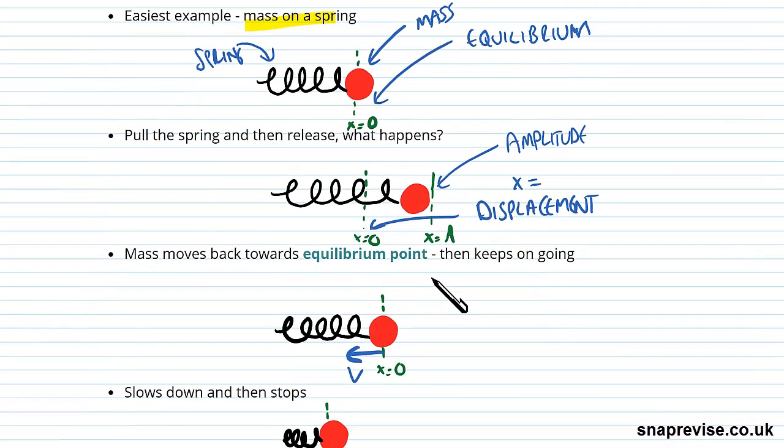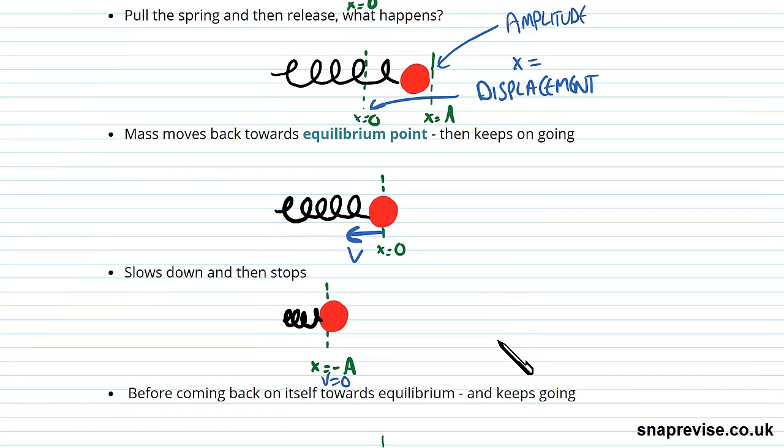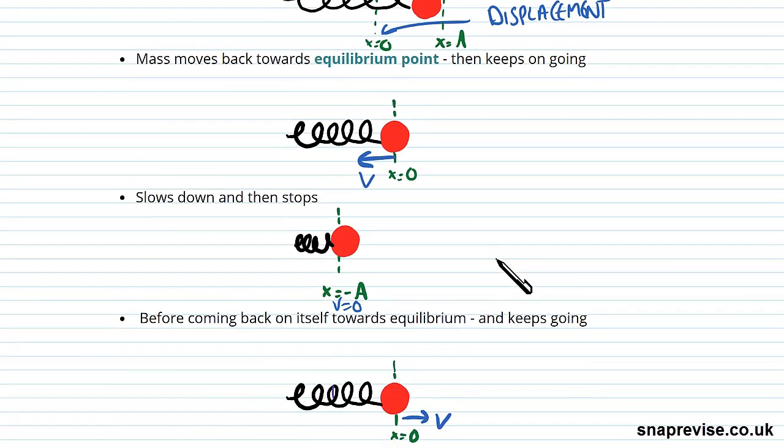What we see is that it moves back towards its equilibrium point at x equals 0, but then it keeps going because it's still got velocity. It hasn't slowed to a stop by the time it gets to x equals 0. In fact, we're going to see later that's its maximum speed. So then it keeps going. It goes all the way to x equals minus a, where eventually it's stopped and v equals 0. But then it just comes back on itself towards equilibrium.